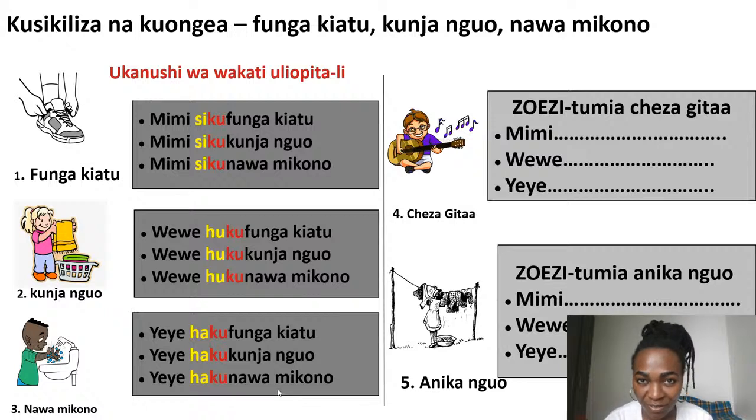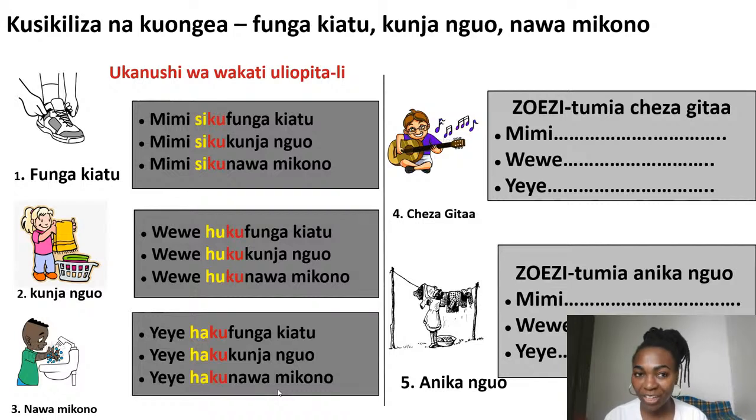This is the better part of this exercise, yeah? Cheza guitar is an example of a verb that you're going to use, and then anika nguo is also an example of the verb that you're going to use. So, tumia, cheza guitar, use, cheza guitar. Zoezi is an exercise, yeah? So, mimi nilicheza guitar. This is the normal past tense. Mimi nilicheza guitar. So, what do you think the negation is going to be?